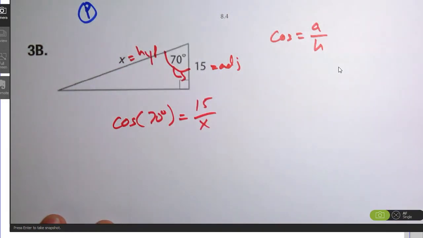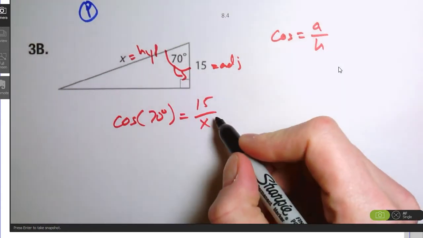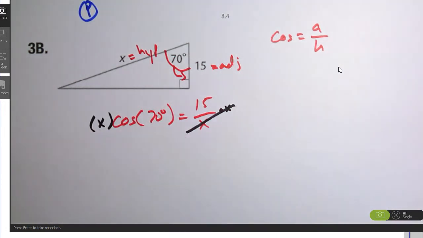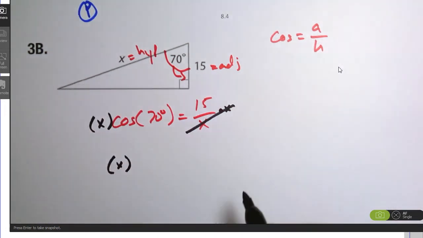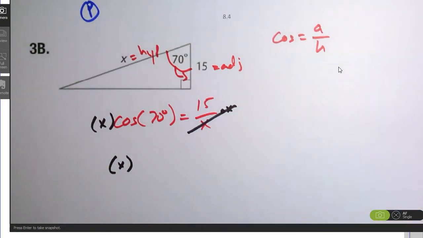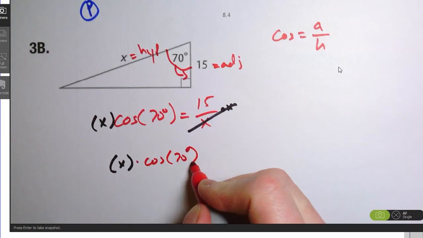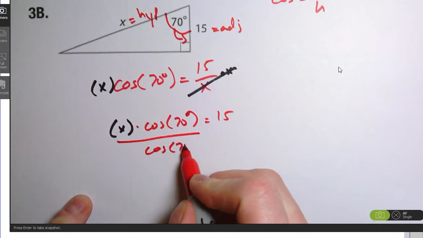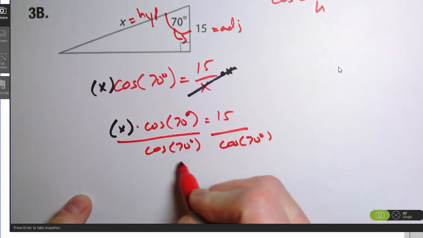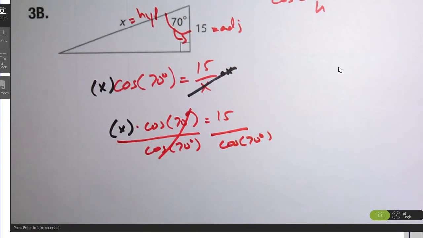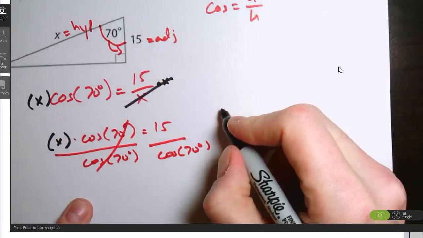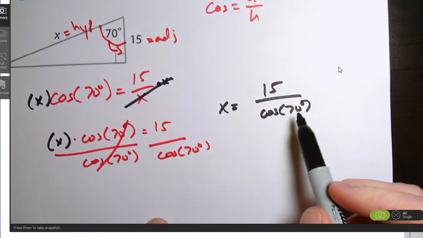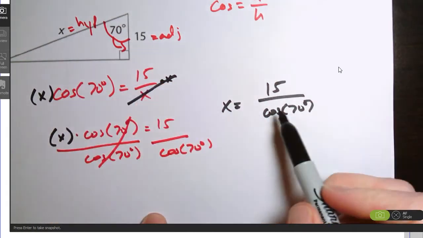So to solve this, the first thing I have to realize is, hey, I'm dividing this by x. So multiply by x to cancel it off, and whatever I do to one side, I have to do to the other. So I get x times the cosine of 70 equals 15, and then to solve for x, divide by the cosine of 70 degrees. Okay. And now I get this answer: x equals 15 divided by the cosine of 70. And again, on the ACT, this is what you would see. It would say solve for x, and then this is what the answer will be.